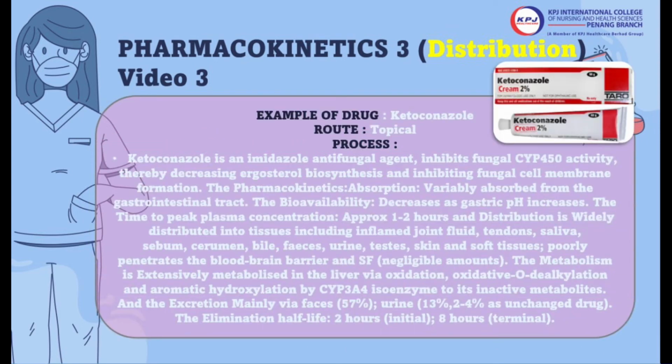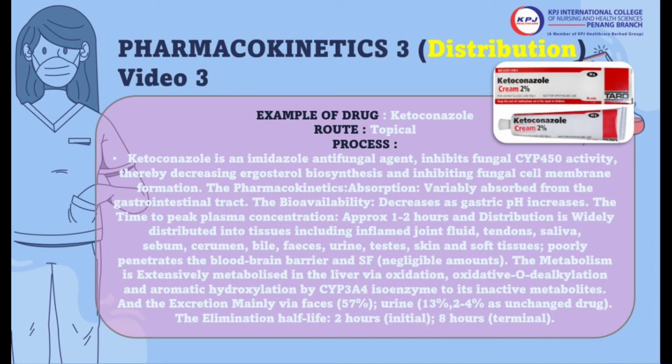For example, ketoconazole. The route is topical. This is an imidazole antifungal agent that inhibits fungal activity. The pharmacokinetics: for absorption, it is variably absorbed from the gastrointestinal tract, and the bioavailability decreases as gastric pH increases.